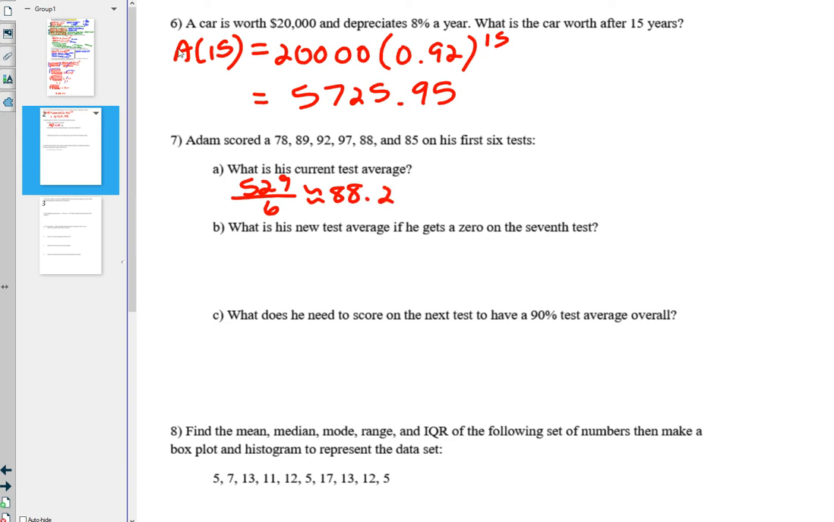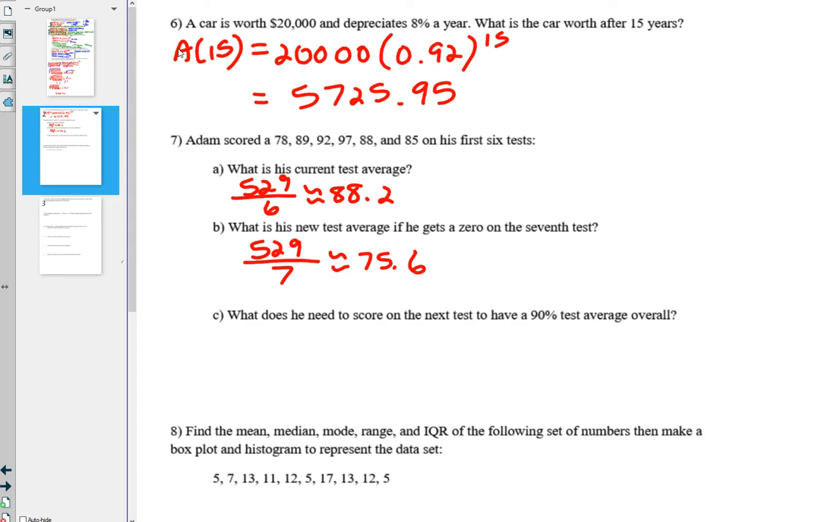So I have confirmation from my fact checkers. Okay. What is his new test average if he gets a 0 on the 7th test? Well, if he gets a 0 on the 7th test, his scores are still going to add up to 529, but now instead of dividing by 6, we're going to divide by 7. And that gives me around 75.57. Since we chose to go to the tenth, let's stay to the tenth, and let's just say 75.6. I don't mind rounding, but I hate it when problems make you round and they don't tell you where to round, because then everybody can get a slightly different answer.